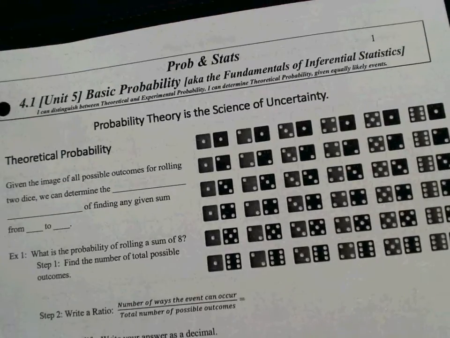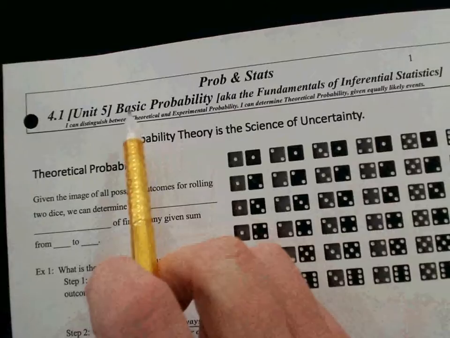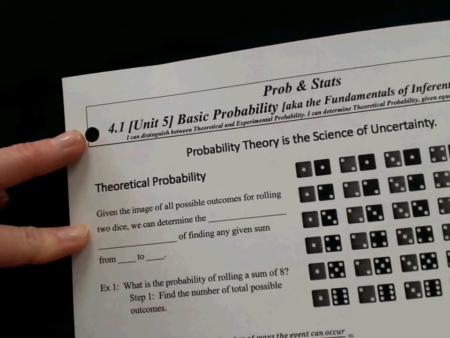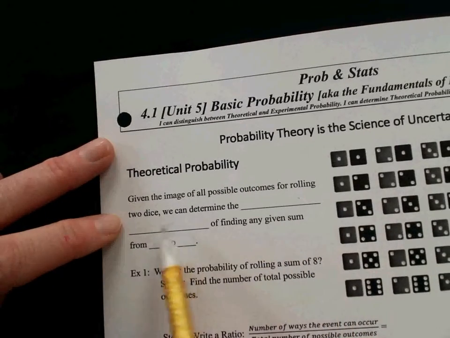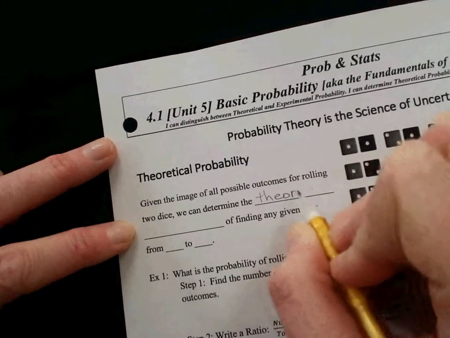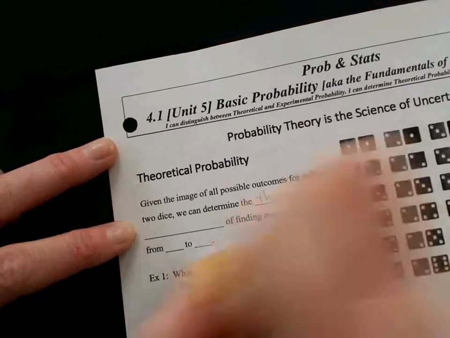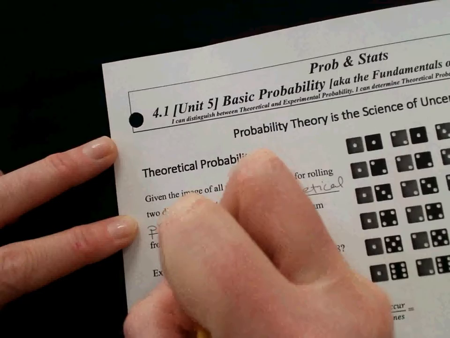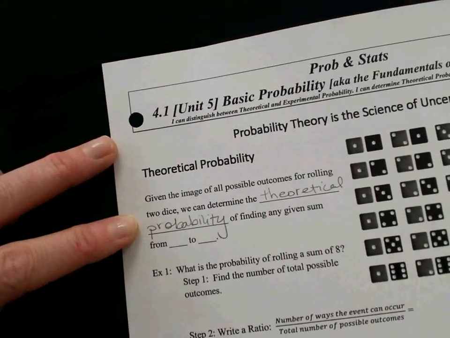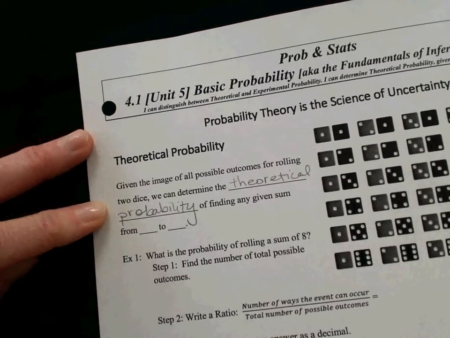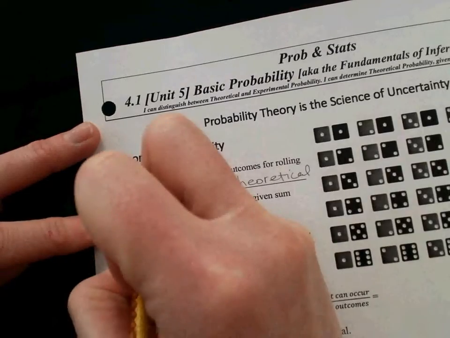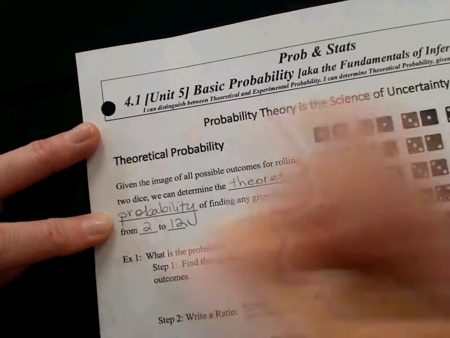4.1 notes, basic probability. Theoretical probability: given the image of all possible outcomes for rolling 2 dice, we can determine the theoretical probability of finding any given sum from blank to blank. So what's the lowest sum you could get when rolling 2 dice? 2, and the highest? 12. Good. From 2 to 12.